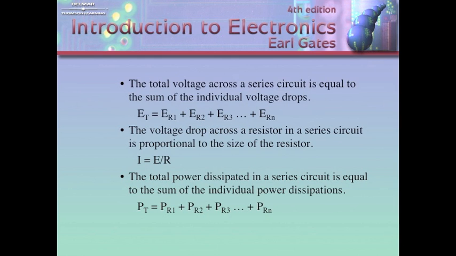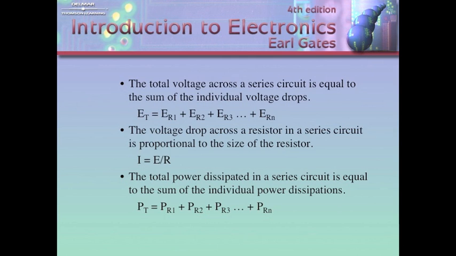On our next slide here, we see the total voltage across the series circuit is equal to the sum of the individual voltage drops. Total voltage is equal to E sub R1 plus E sub R2 plus E sub R3 plus E sub R to the nth.